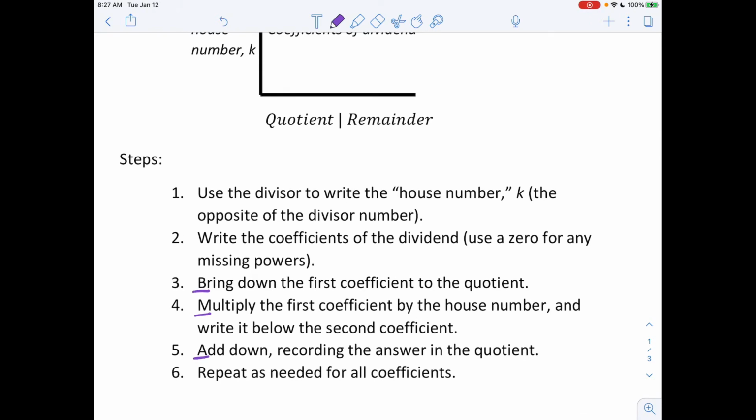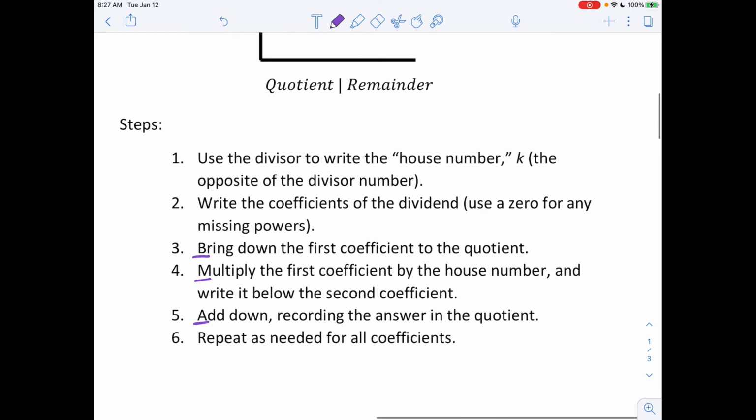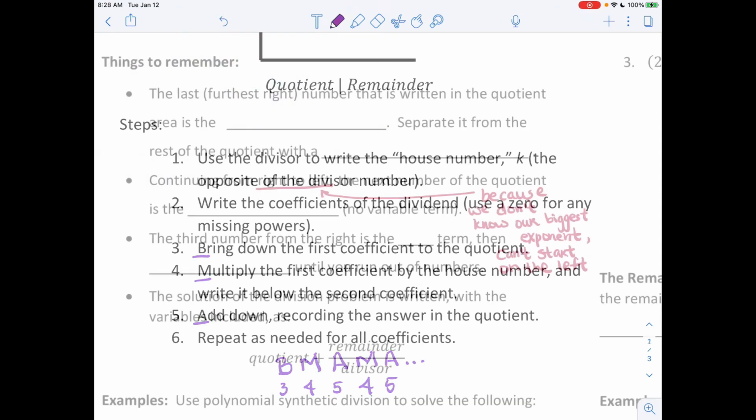Again, this isn't going to make a whole lot of sense until you see an example, but once you have an example in front of you, I want you to be able to refer back to these steps. So the steps are going to be to bring down, that's step 3 once we start the actual process, M for multiply, and then add. So steps 3, 4, and 5, and then we continue to repeat steps 4 and 5 only as many times as we need to, until you run out of numbers.